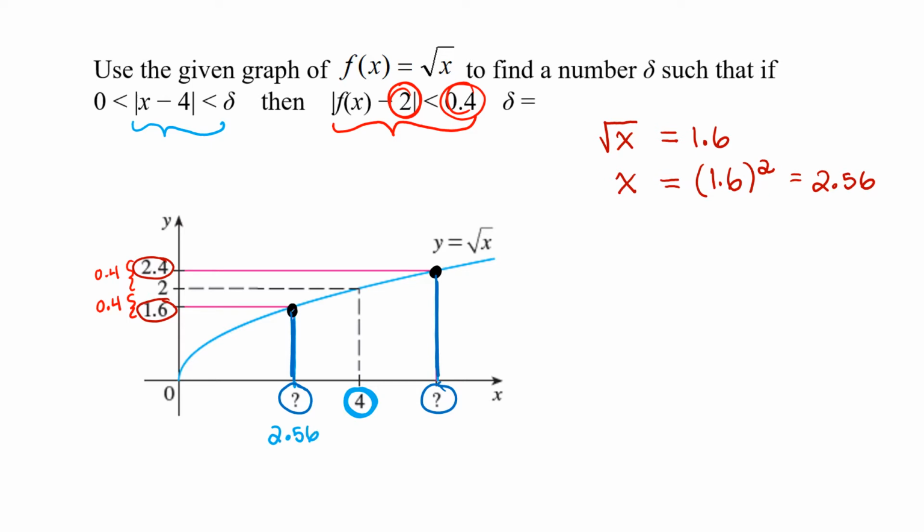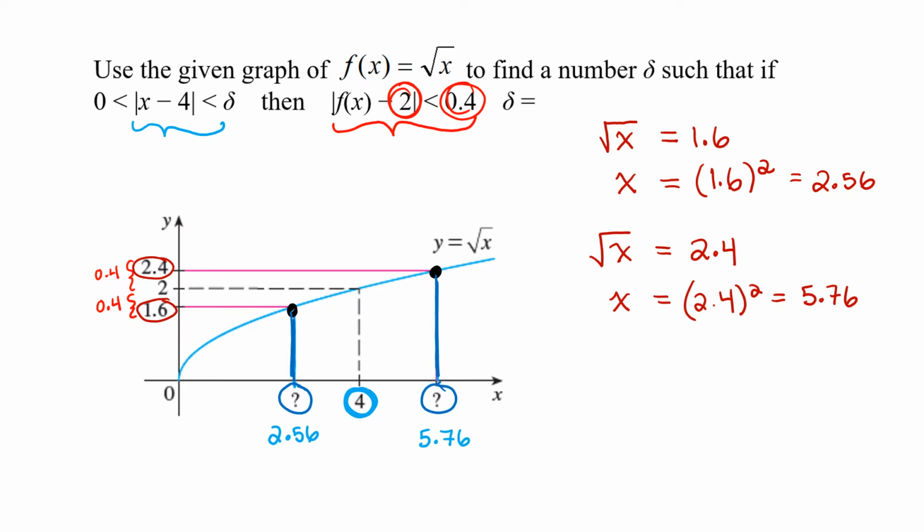And then we have to do a similar thing to find the input that lands us at 2.4. So we have that the square root of x, our output, is equal to 2.4. So then we have to square both sides of this to get that x is equal to 2.4 squared. So that's 2.4 times 2.4, which is 5.76. So that is the input that lands us at 2.4.